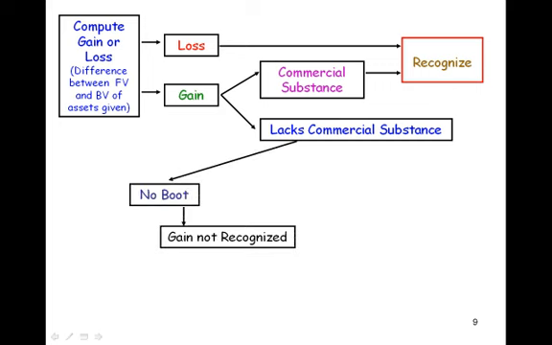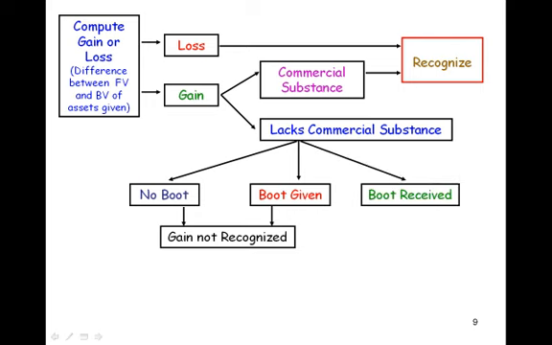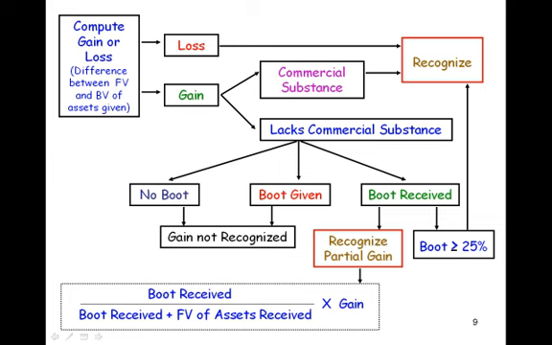One exception is when there is no boot, the gain is not recognized. Another exception is when boot is given, like with the yogurt example. Again, the gain is not recognized. It gets a little more complex when boot is received. In such a case, two possibilities exist. If the boot received is equal to or greater than 25% of the consideration received, all of the gain is recognized. If the boot received is less than 25% of the consideration received, only a partial gain is recognized. We will look at an example of these in a future slide.